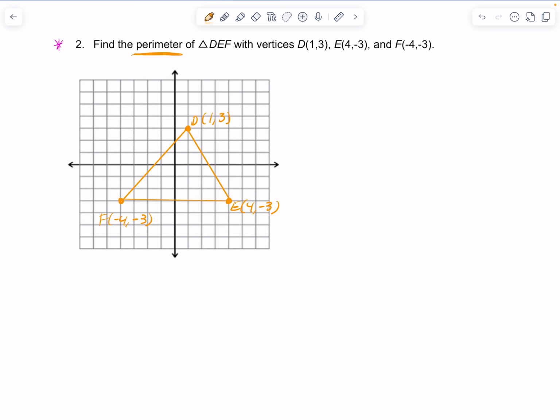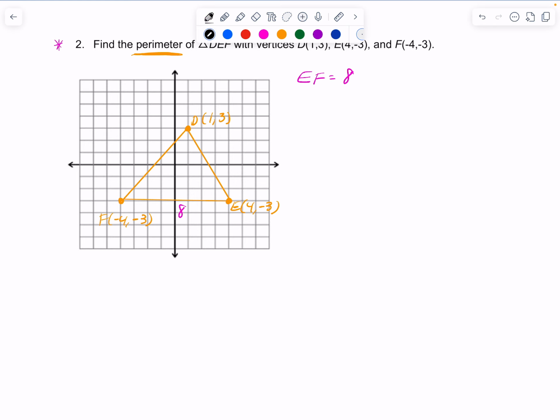Now one of them is actually pretty straightforward. I notice segment EF is horizontal. So I'm just going to count to figure out what this is. So the distance between E and F is 1, 2, 3, 4, 5, 6, 7, 8. So this distance is 8 units.